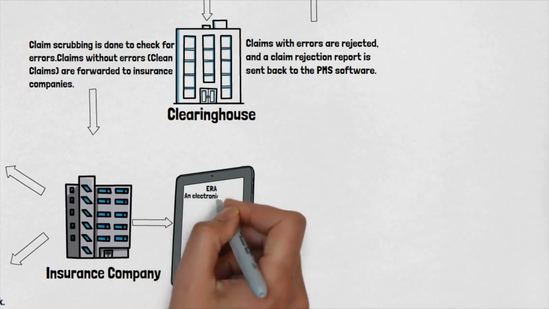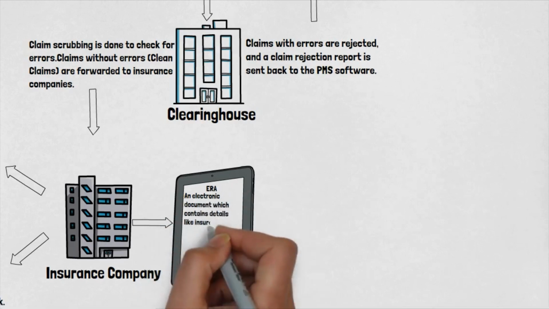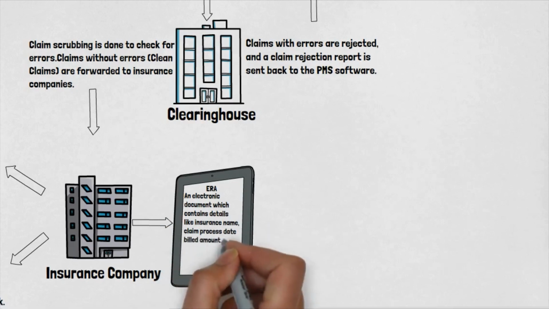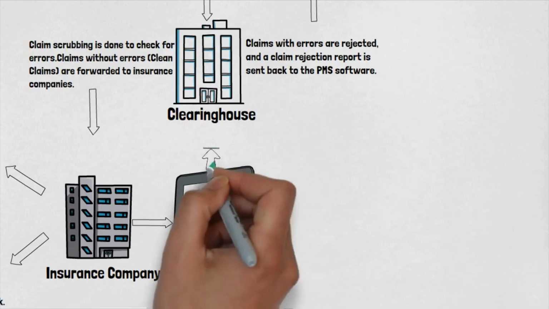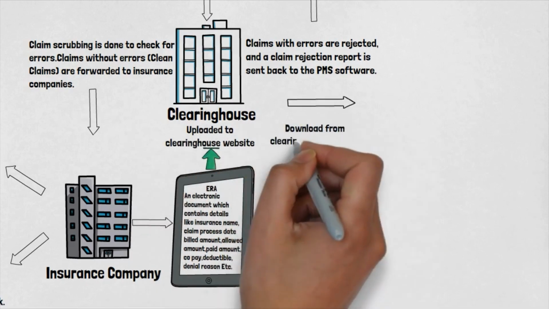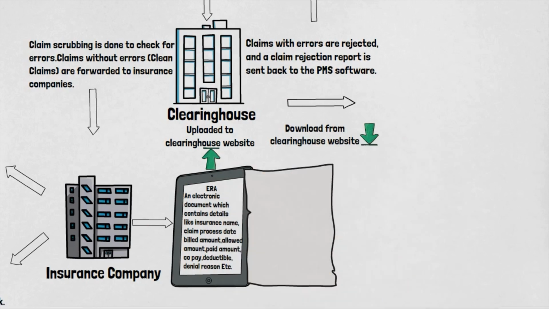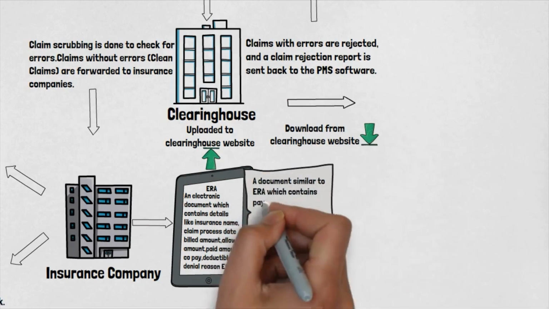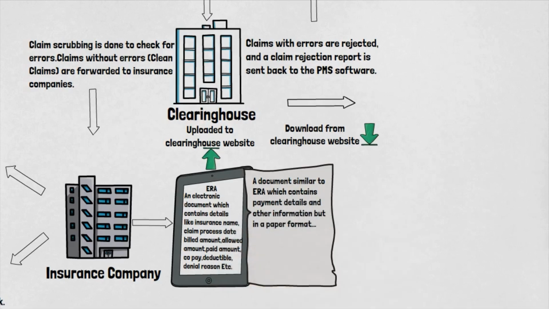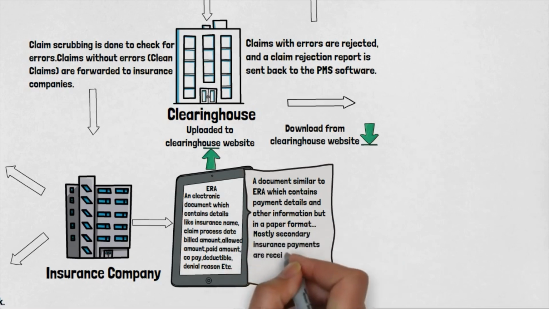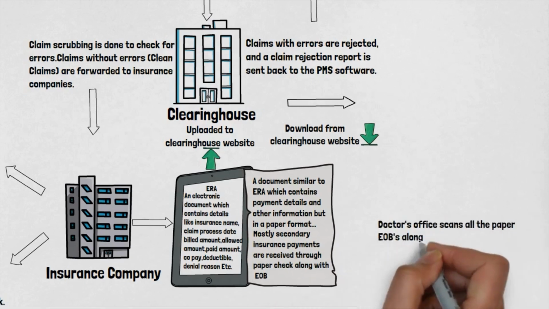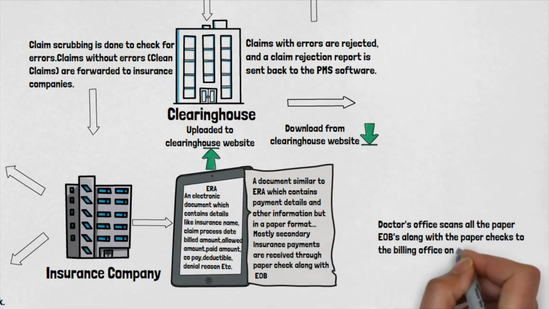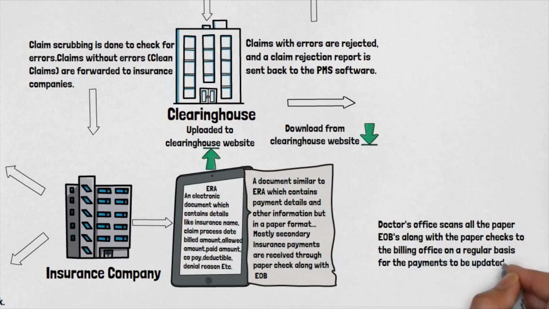Now, coming to ERA, it is an electronic document which contains details like insurance name, claim process date, billed amount, allowed amount, copay, deductible, denial reason, etc. Now, coming to EOB, a document similar to ERA which contains payment details and other information but in a paper format. Mostly secondary insurance payments are received through paper checks and EOB. Doctor's office scans all the paper EOBs along with the paper checks to the billing office on a regular basis for the payments to be updated on the patient accounts.